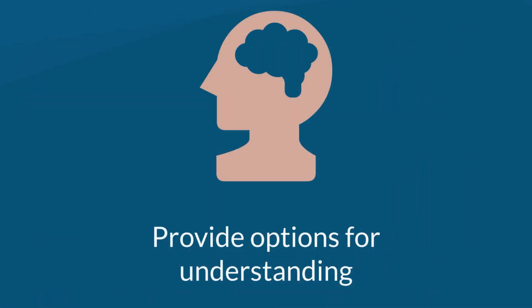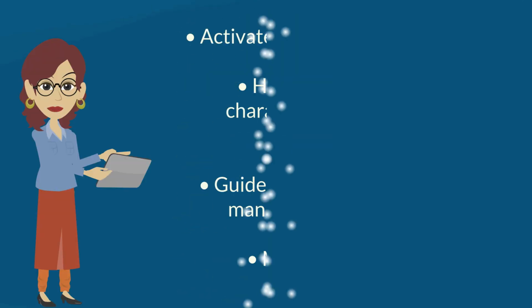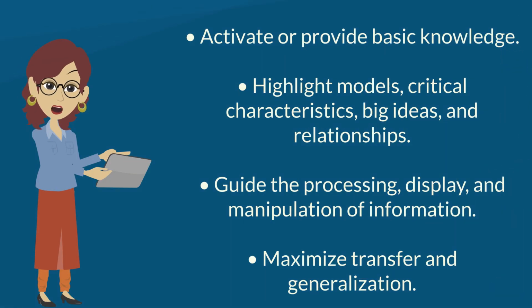Now we come to the third block, providing options for understanding. We are talking about activating or providing basic knowledge, highlighting models, critical characteristics, great ideas and relationships, guiding the processing, visualization and manipulation of information, encouraging transfer and generalization. Let's see, specifically, what we are referring to.